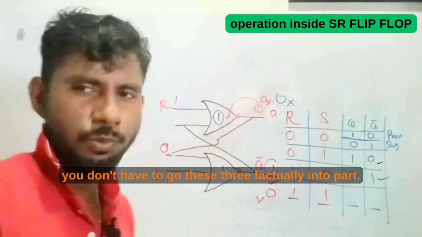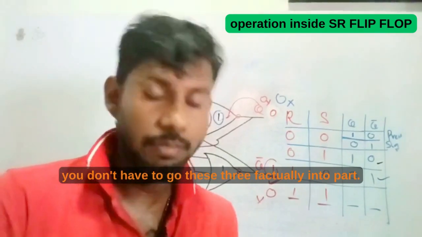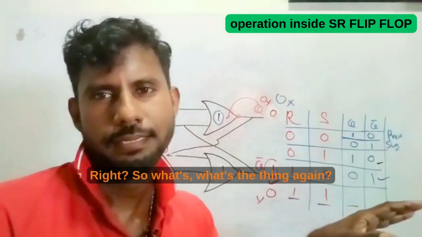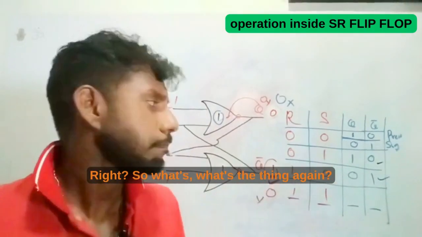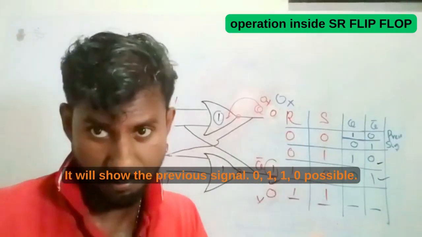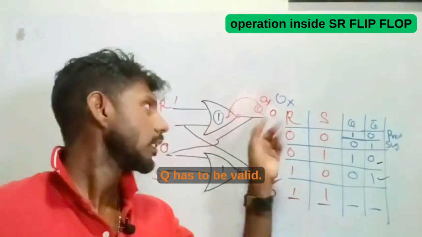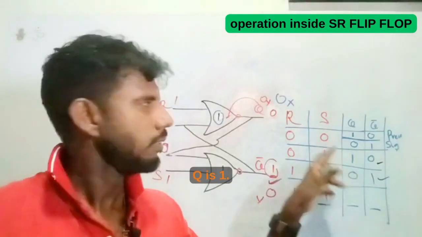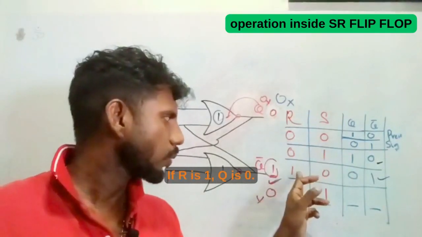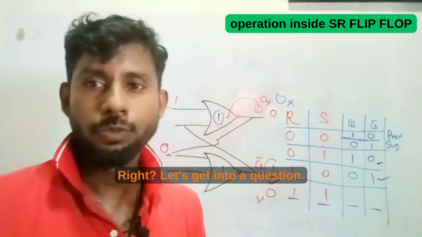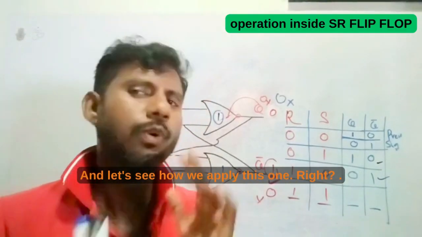So students, you don't have to go this deep into these, but for better understanding, this is helpful. You have to remember this, right? So what's the thing again? If R and S both are 0, it will show the previous signal. 0, 1 or 1, 0 is possible. Q has to be right. And if S is 1, Q is 1. If R is 1, Q is 0. Remember this. Right. Let's get into a question and let's see how we apply this one.